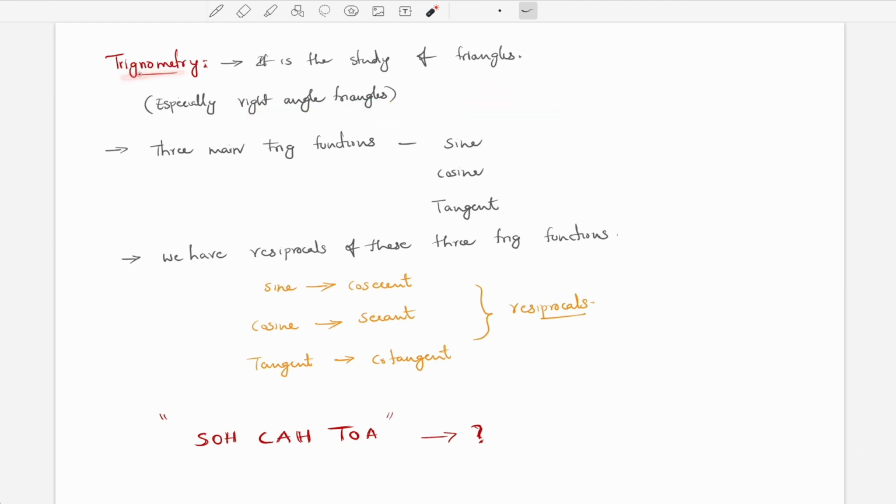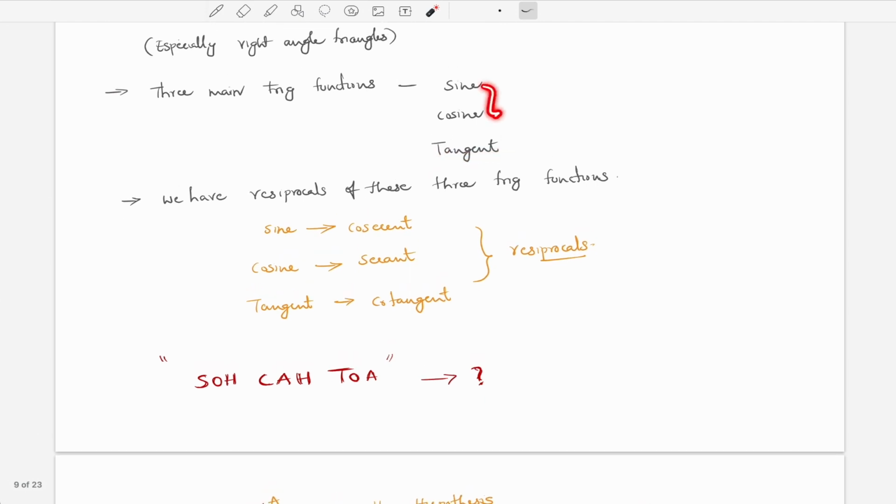There are three main trigonometric functions. What are they? They are sine, cosine and tangent. What is sine, what is cosine and what is tangent? This is your work, to research about it. They're just fancy names for the angles, right? So we have sine, cosine, and tangent.